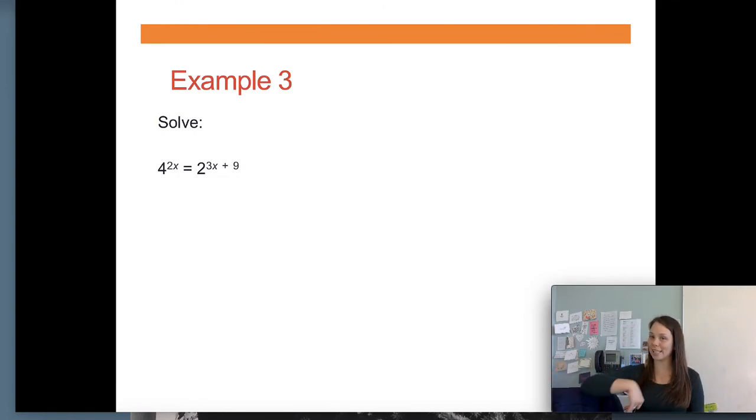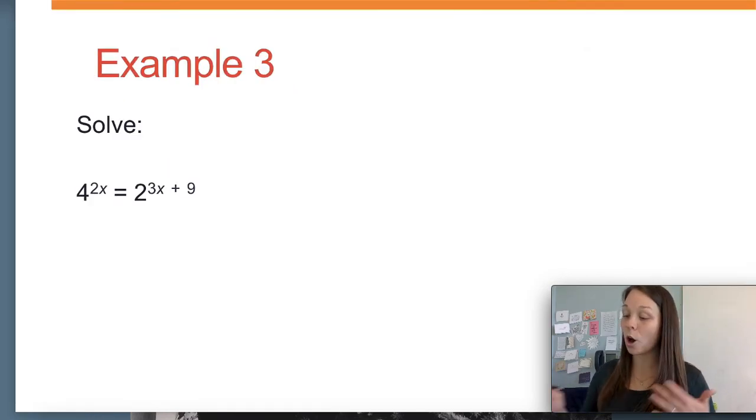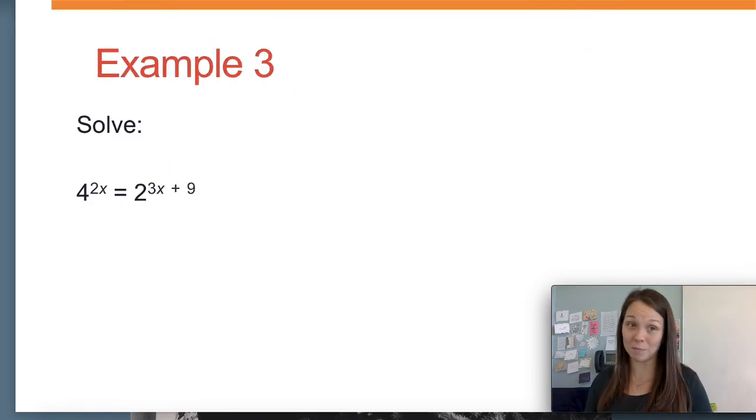Example 3 is just like example 2. So take a moment to pause the video and give this a try on your own, then press play to see the answer. All right, so hopefully you were able to figure it out. If not, hopefully this explanation will help then. So I have 4 to the power of 2x equals 2 to the power of 3x plus 9.